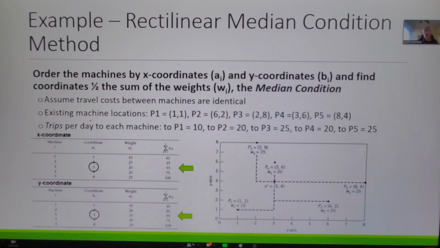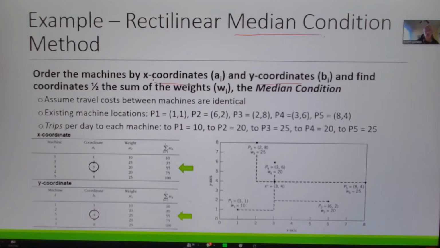All right? So this first method is called the median condition method. What we're going to do is order the machines. We're going to find an X and Y coordinate that approximates the load times distance. Let me show you how we're going to order the X and Y coordinates. I'll walk you through the technique.